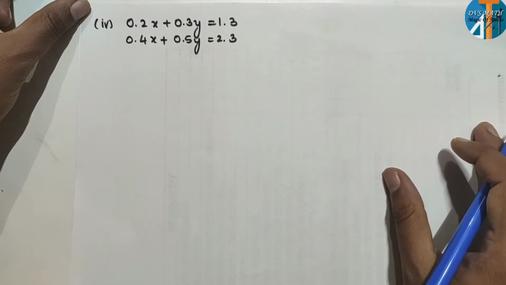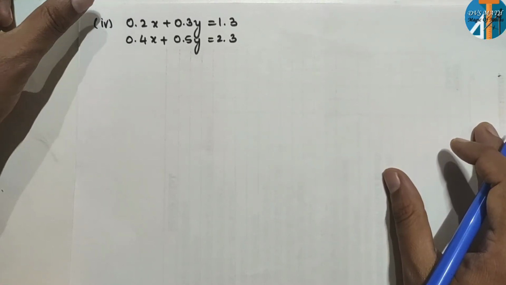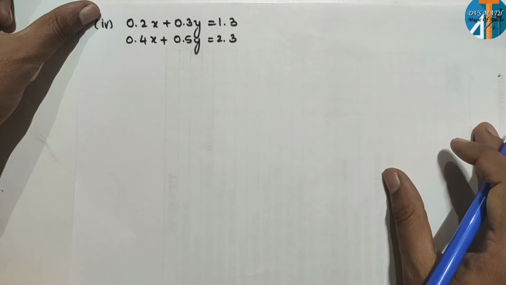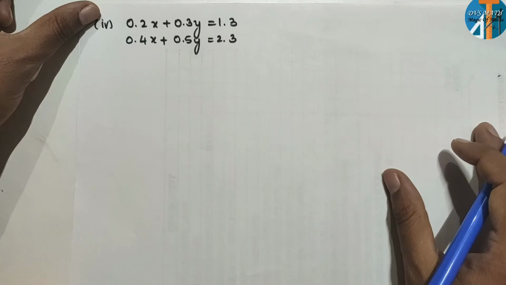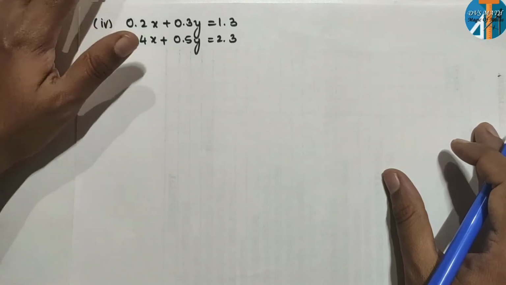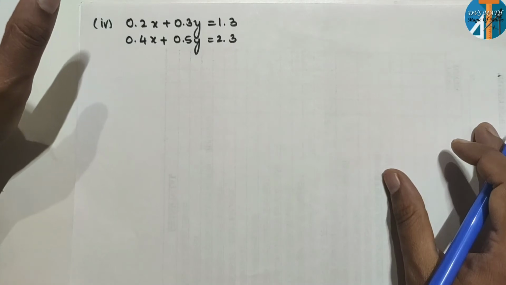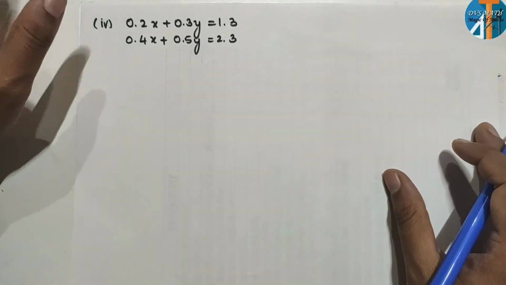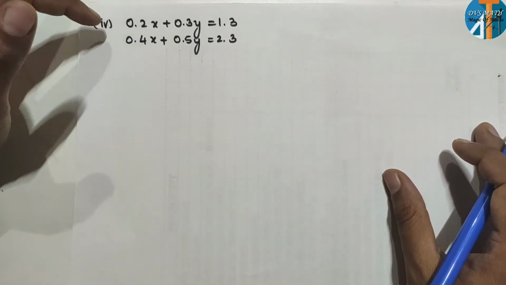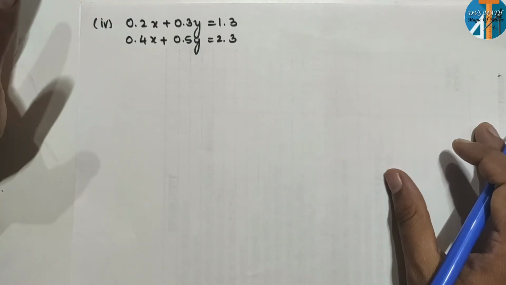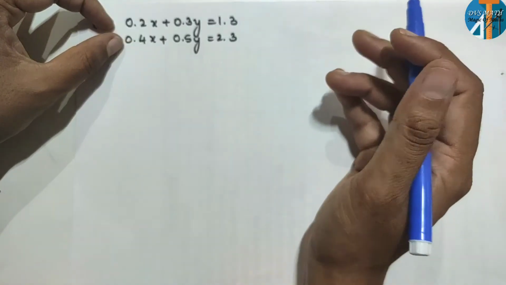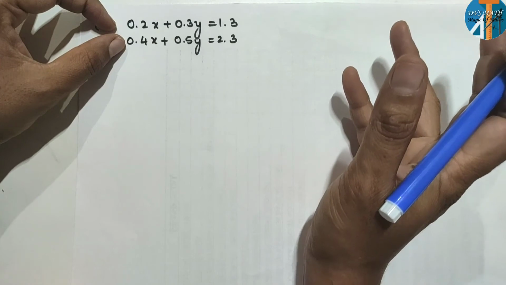0.2x plus 0.3y is equal to 1.3. 0.4x plus 0.5y is equal to 2.3. So here the numbers are in decimals. If it is decimals you can solve, but when you are solving it will be a little tricky and you will get confused. So instead of doing like this, convert these decimals into whole numbers. This means you can multiply by 10, or by 100, or by thousands.